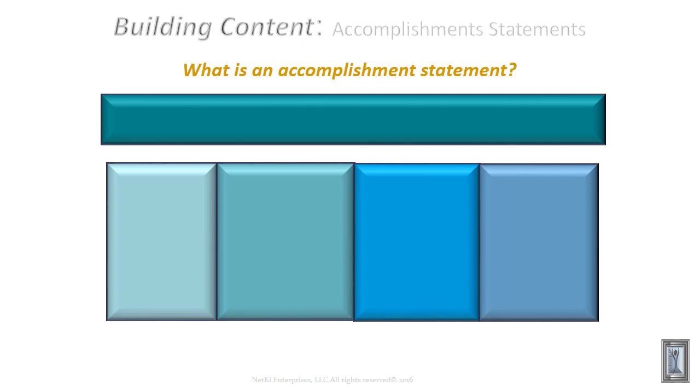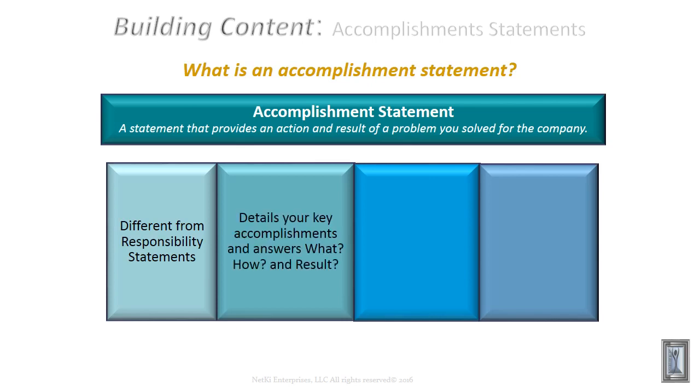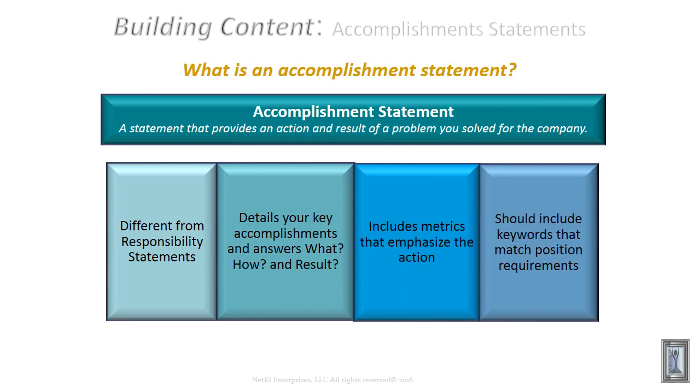What exactly is an accomplishment statement? An accomplishment statement is a statement that provides an action and result of a problem you solved for the company. It is different from a responsibility statement in that it details key accomplishments and answers the questions what, how, and result. It includes metrics that emphasize that the action was performed and should include keywords that match position requirements.